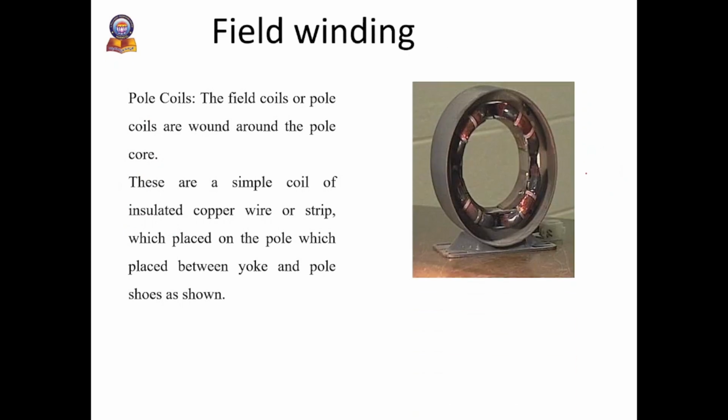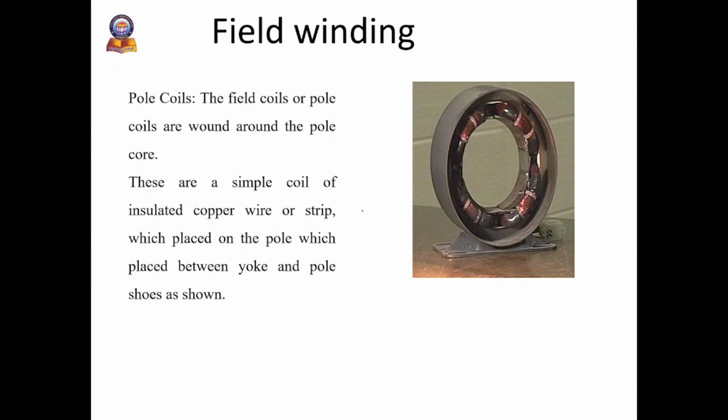Then coming to the field winding, if you see that this is the field winding which is wound on the pole core with a definite direction. So the purpose of this pole core is nothing but to carry the current due to which the pole core on which the field winding is placed behaves as an electromagnet. So when the winding is placed on the pole core and current is made to pass through the winding, it behaves as an electromagnet and produces the necessary flux.